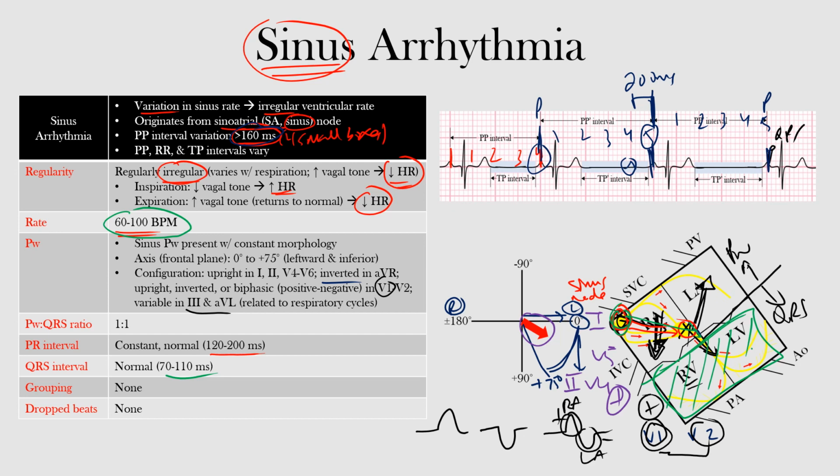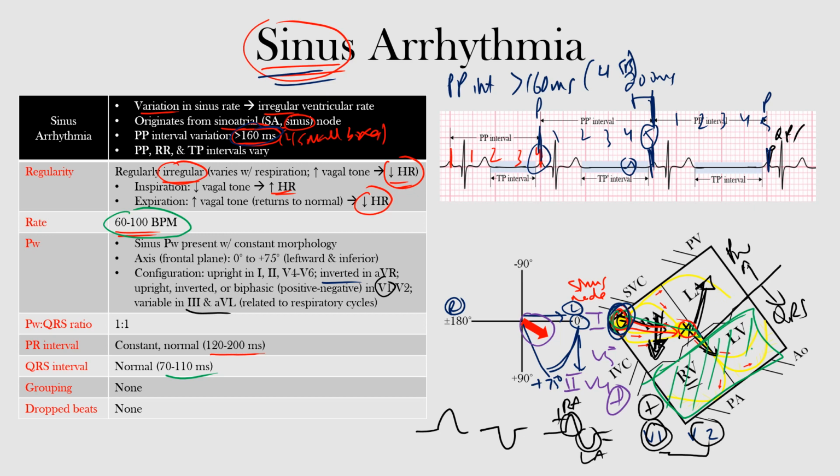All right, let's briefly review what we discussed before we end here. With sinus arrhythmia, the only thing that's different from normal sinus rhythm is this variation in the sinus rate. That results in this irregular ventricular rate that we see, and because of that, the intervals will vary. And remember, this is originating from our sinus node. The thing that defines it is that P to P interval greater than 160 milliseconds. Remember, 160 milliseconds is 4 of those small boxes. So this is a regularly irregular rhythm that varies with respiration.